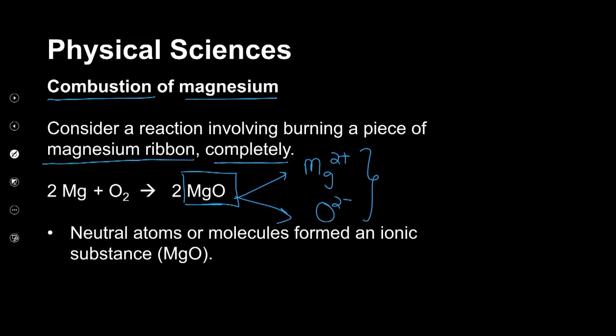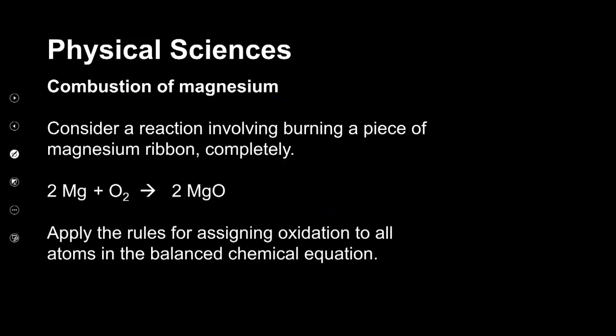And then it goes further and says we want to apply the rules for assigning oxidation numbers to all the atoms in the balanced chemical equation, which is what we have done. In this magnesium oxide, the total oxidation number is equal to 0. The oxidation number of oxygen in its combined state is -2. So if there is only one oxygen, the total for oxygen is -2. What about that of magnesium? It is +2, to give us a total of 0.